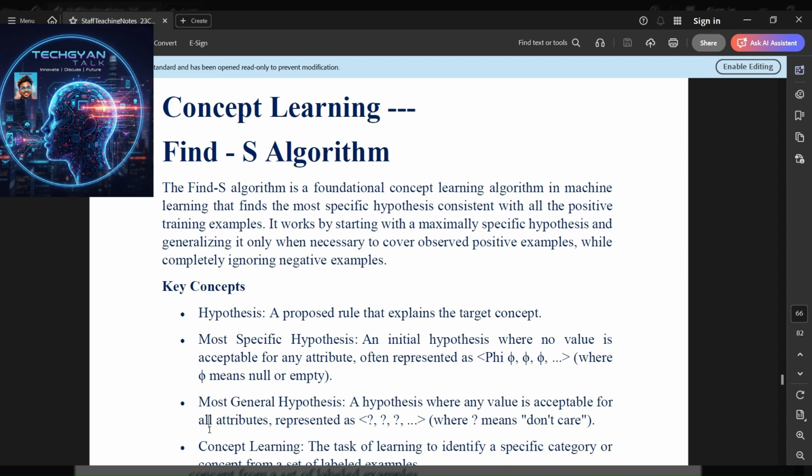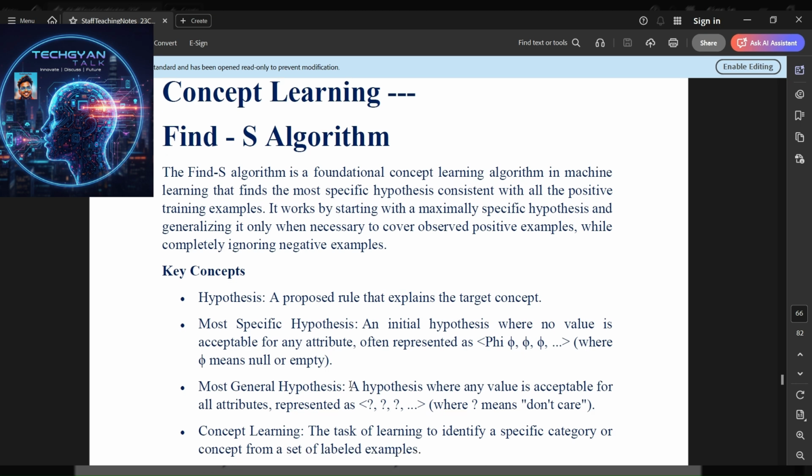Today's topic is from the machine learning concept, concept learning: the Find-S algorithm. So, what is the Find-S algorithm? The Find-S algorithm is a foundational concept learning algorithm in machine learning that finds the most specific hypothesis consistent with all the positive training examples. It works by starting with a maximally specific hypothesis and generalizing it only when necessary to cover observed positive examples, while completely ignoring negative examples.